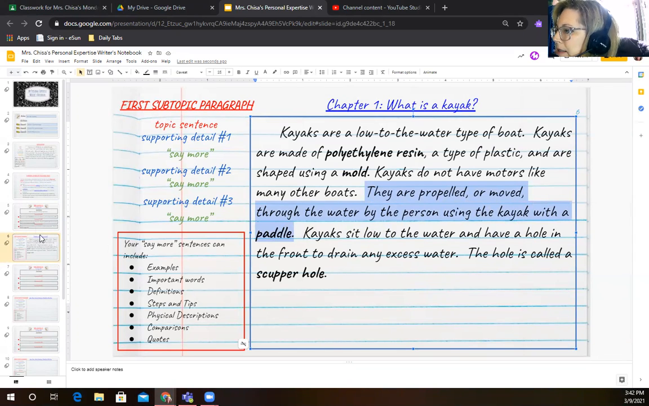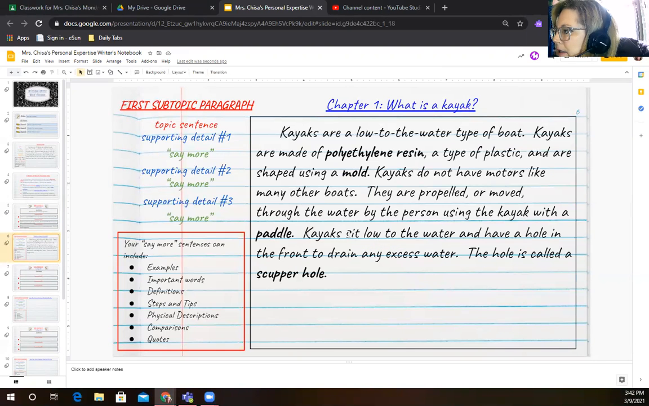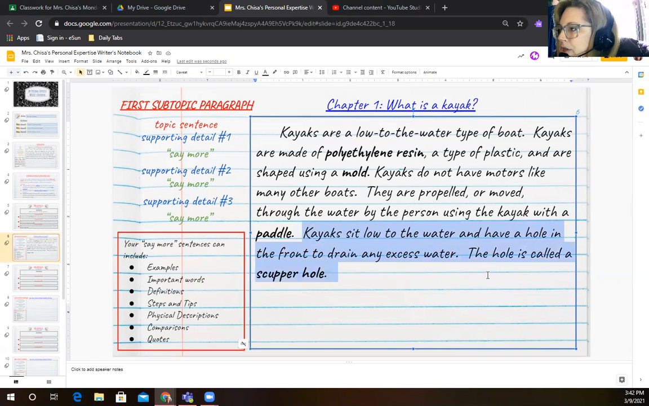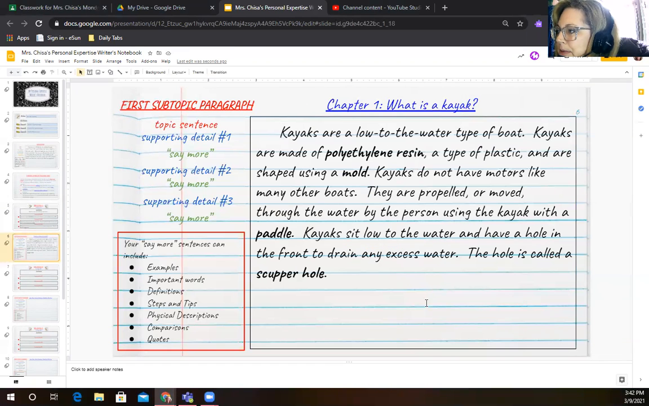And then the next detail was kayaks sit low to the water and have a hole in the front to drain any excess water. The hole is called a scupper hole. And so that is this portion here where I talk about scupper holes. And what I do is I just retyped, I went back and forth from this slide to this one and typed that in. So now it's a full paragraph.